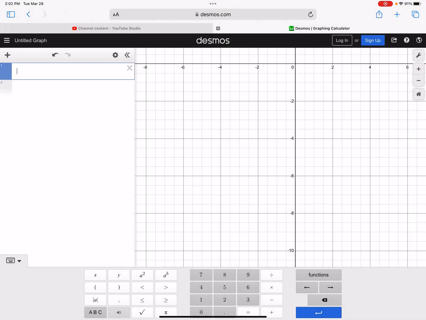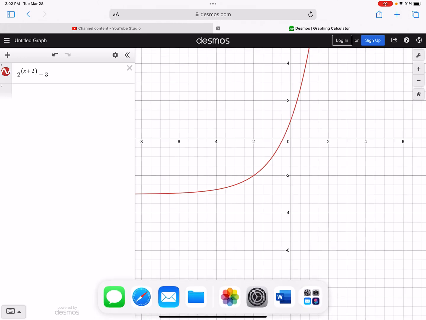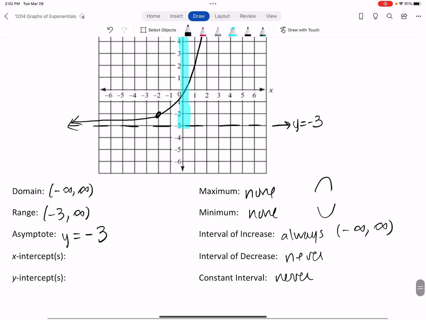2 to the x plus 2. I'm going to use parentheses around there so I ensure that all of that is in the exponent, minus 3. So here's my graph. I notice that the x-intercept is at negative 0.415 and the y-intercept is at (0, 1). So the x-intercept was at negative 0.415 and the y-intercept was at 1.